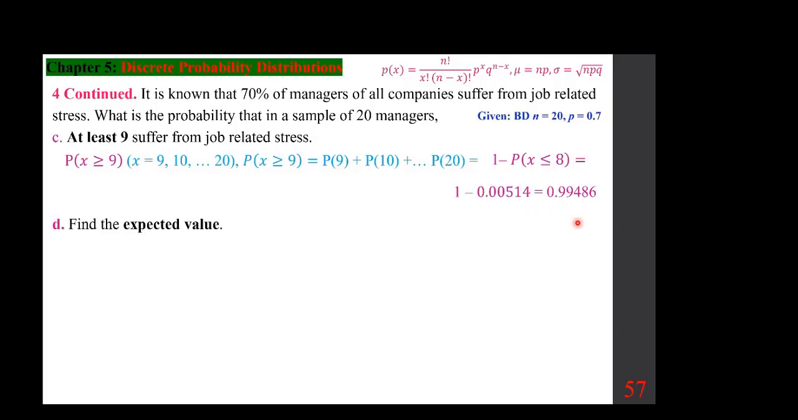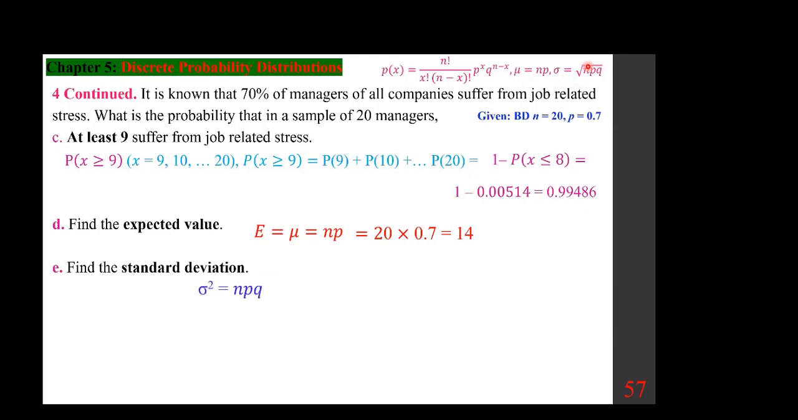Expected value, mu equals NP. Plug in. Standard deviation, sigma is square root of NPQ. So sigma squared is NPQ. Take a root, and however many decimals that they ask us.